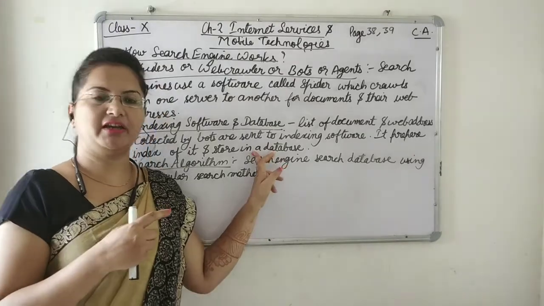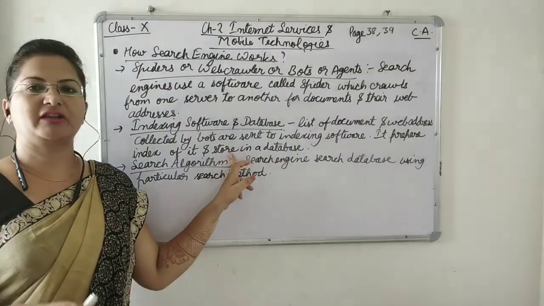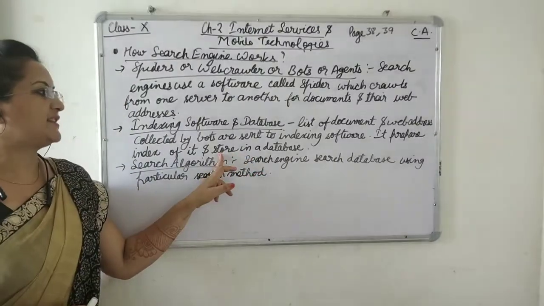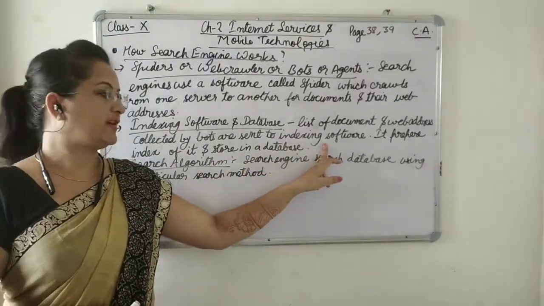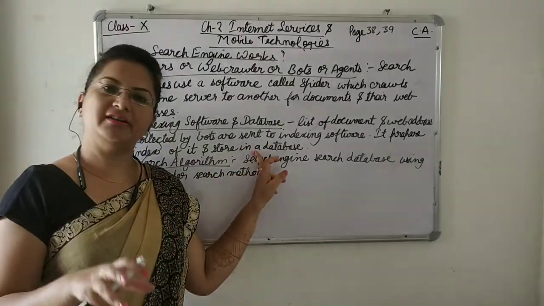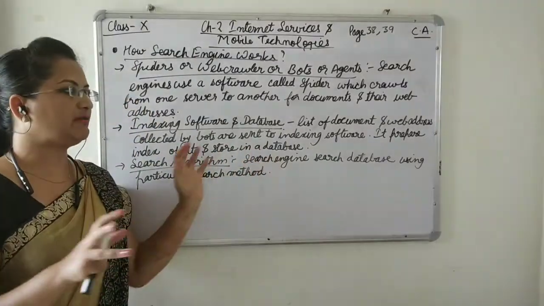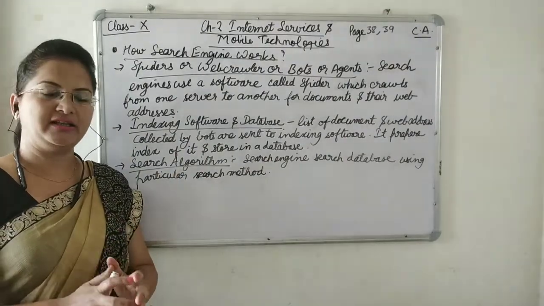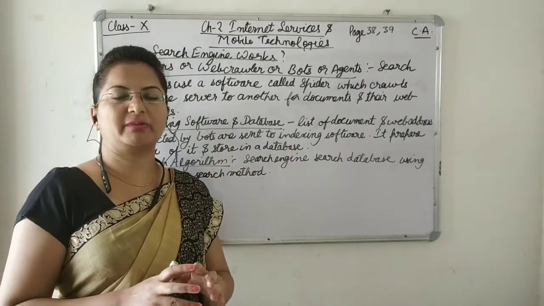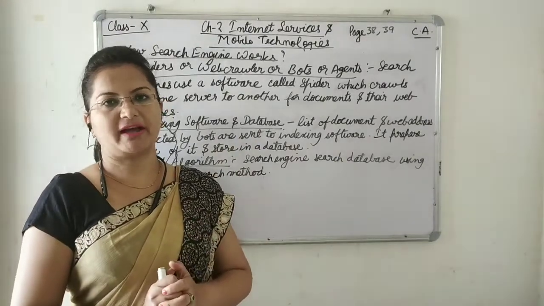The same way here also, whatever information the robots found on the documents and the web addresses, they will save in the indexing software, which will prepare the index of it and store it in the database. Got it? Whatever information the robots get, they will prepare an index of it, and after that, that information will be saved in a particular database.